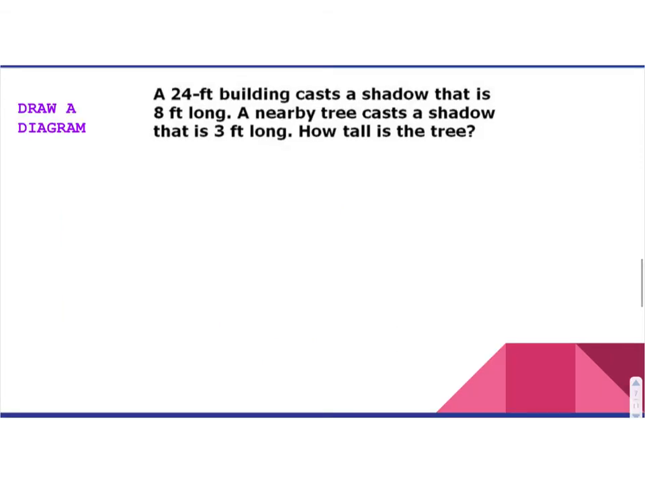A 24-foot building casts a shadow that is 8 feet long. A nearby tree casts a shadow that is 3 feet long. How tall is the tree? Before you can do anything, you have to draw pictures. There's no picture given in this one. Make sure once you've drawn the picture that you add in the labels. It's okay to just use triangles. If you would like to add in some more images, that's fine as well.